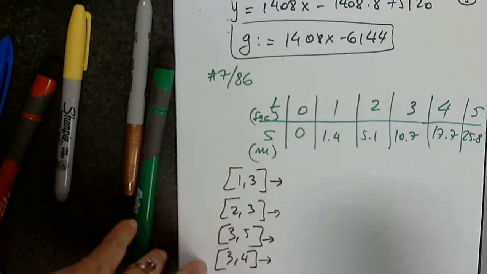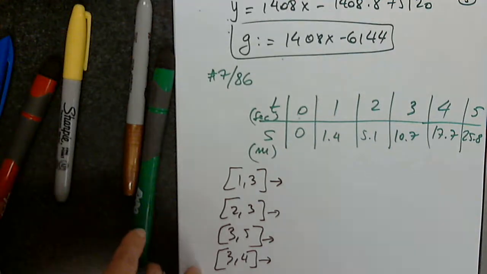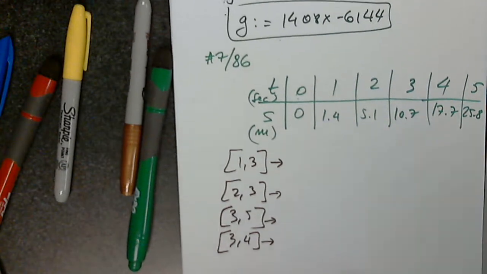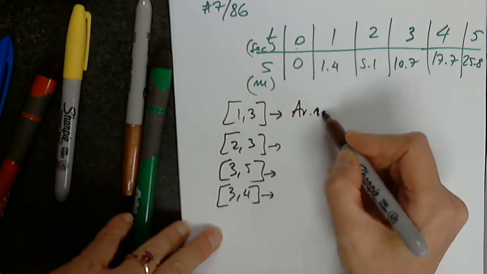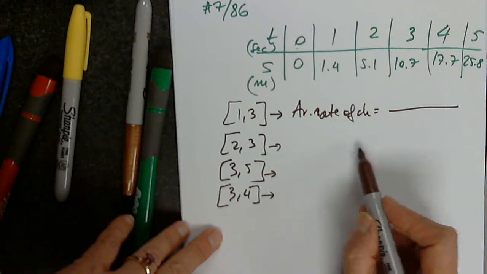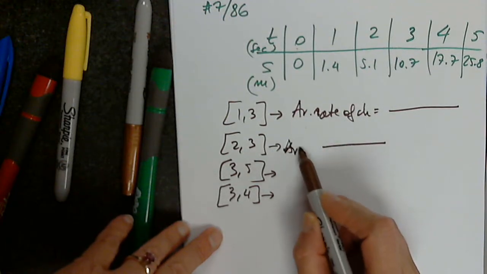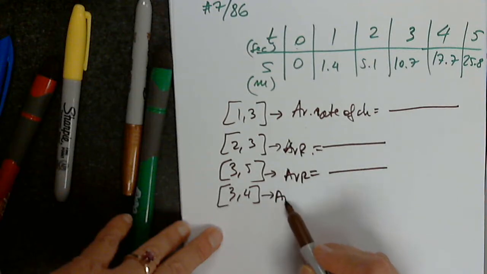Perfect. And I need somebody for 3, 4. Ben. Very good. So the average rate of change, average rate of change, and average rate of change.